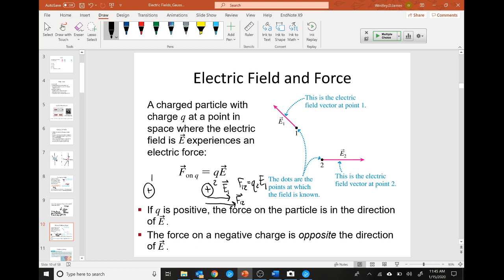The other example, I'm going to draw the exact same problem down here. Well, I say exact same one, but now I'm going to make the charge negative.